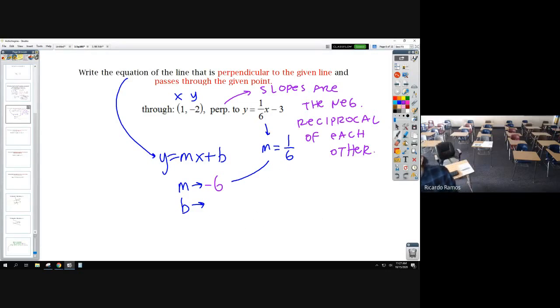Okay, so we have our slope, but now we need the y-intercept, which if you remember from yesterday, we find by plugging in the y our line goes through there, the x our line goes through there, and the slope of our line to figure out b. Let's do that. The y, -2, equal to the slope, -6 in this case, times the x, our line goes through, 1, plus b.